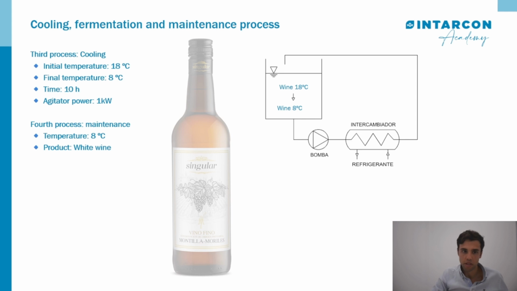Finally, the third process will be a cooling from an initial temperature of 18 degrees up to a final temperature of 8 degrees in a time of 10 hours. And finally, we will have a maintenance of a temperature of 8 degrees, where we will have white wine in this case. So let's see how to calculate the processes and the tank cooling.